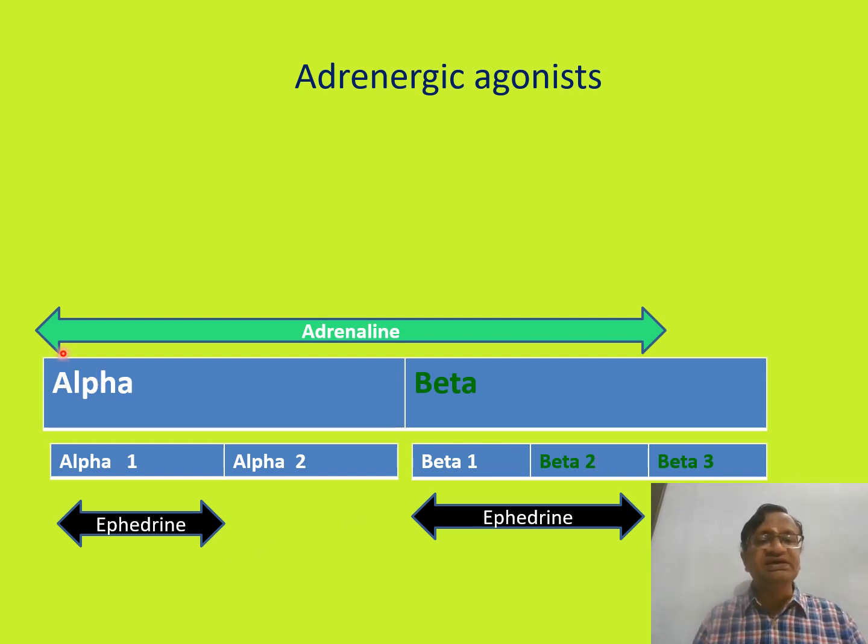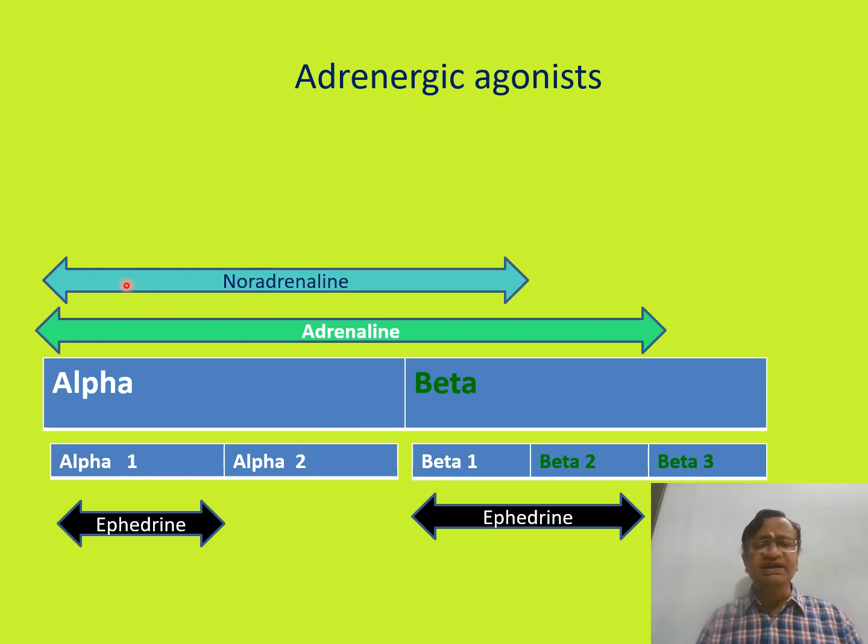So now you see adrenaline is going to act on alpha 1, alpha 2, beta 1, beta 2. Ephedrine acts more on alpha 1, beta 1 and beta 2, not much as a specific alpha 2. Noradrenaline doesn't act on beta 2. It is more of an alpha 1, alpha 2 and some beta 1. So alpha 1 is predominant with noradrenaline.